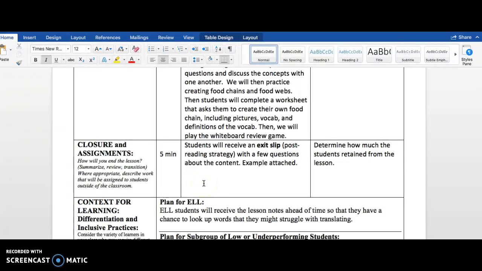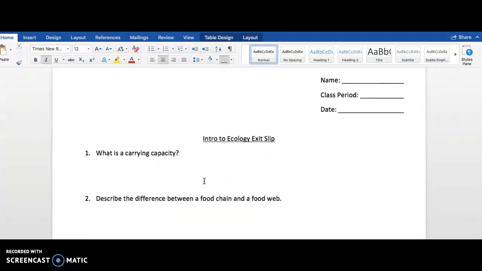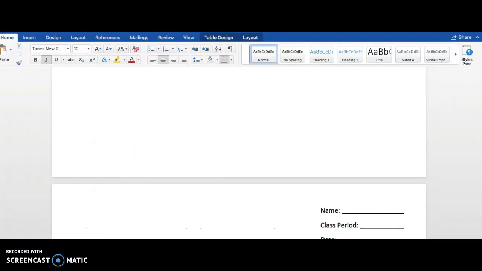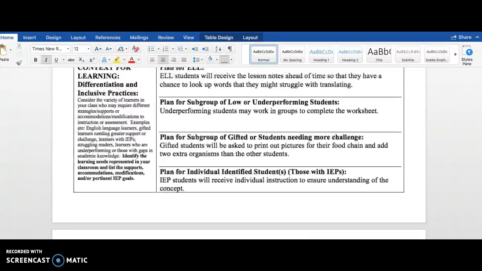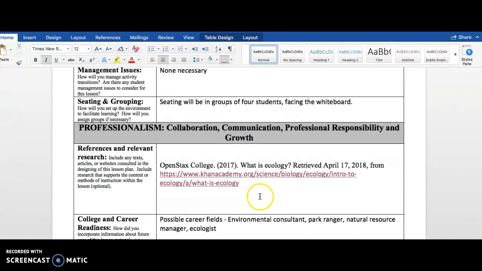An exit slip is just a few questions at the end of a lesson just to get a feel of how the students are doing, what they got from the lesson, what maybe they misunderstood. And I do have that attached to the end of my lesson here. So this is just an example of an exit slip that I would use for an ecology lesson. Just a few quick questions at the end to make sure the students are on track for what they should understand. And this is the reference here to that article that they're reading.